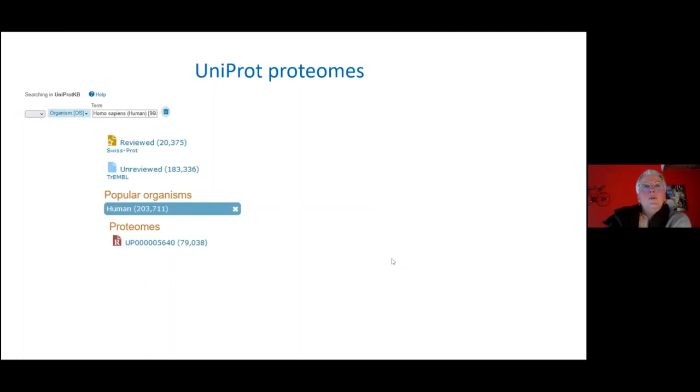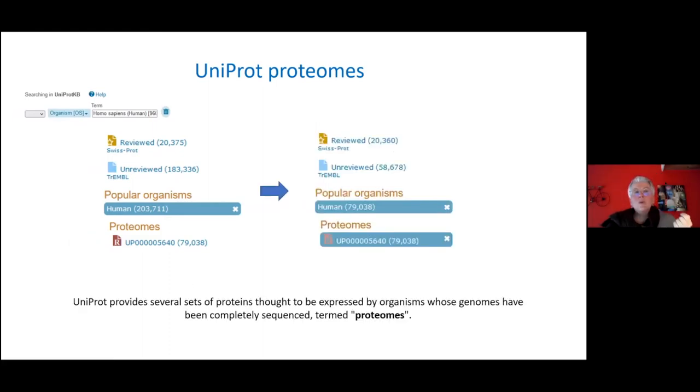and you have a mention here of the proteome. As I said before, we provide a set of records of proteins which are supposed to be expressed by a given organism whose genome has been completely sequenced. And these sets of selected proteins are called proteomes. So for human, we estimate that there are about 79,000 records, which are the product of all the human genes.